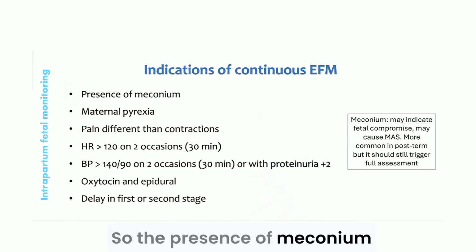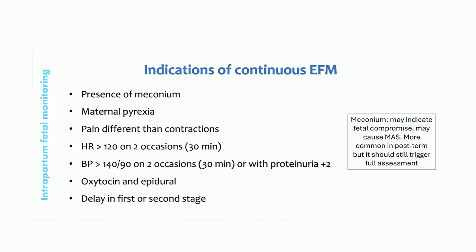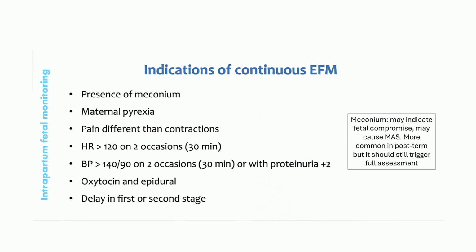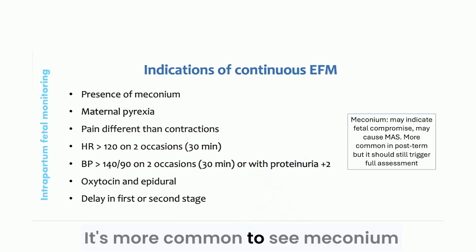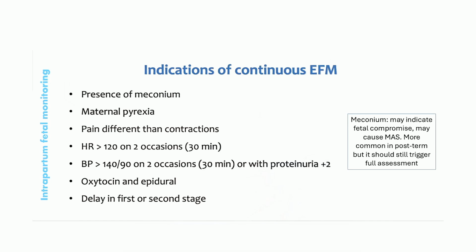The presence of meconium may indicate fetal compromise, and it is associated also with the risk of meconium aspiration syndrome. It's more common to see meconium in post-term pregnancies, but even if that happens, you don't have to just take it as a physiological thing. You still have to do a full assessment to rule out any sort of fetal distress.